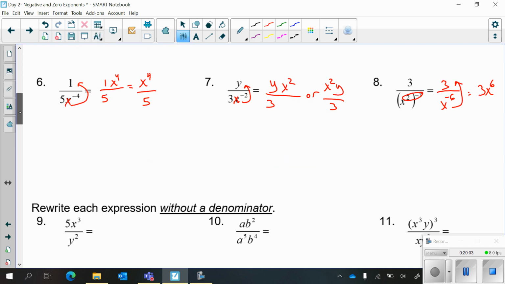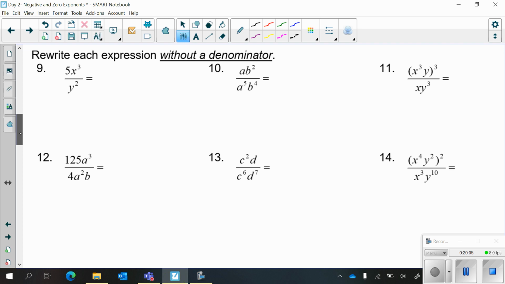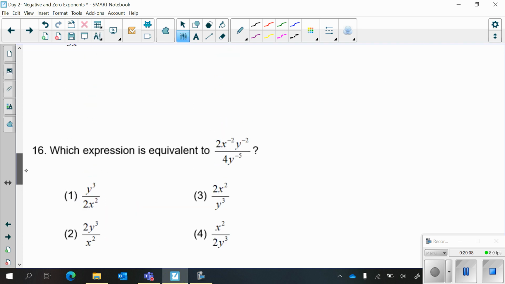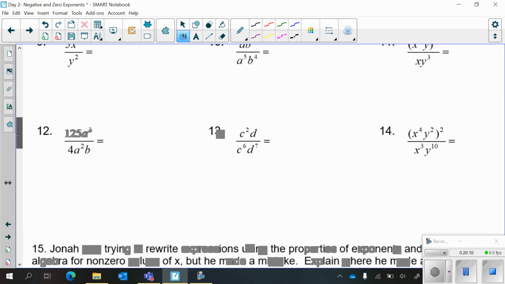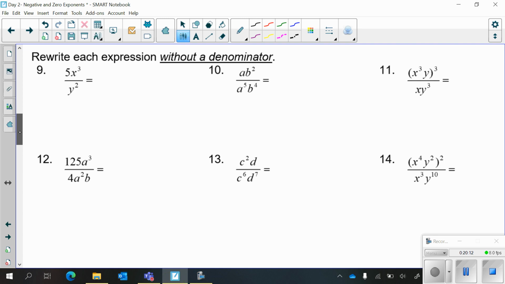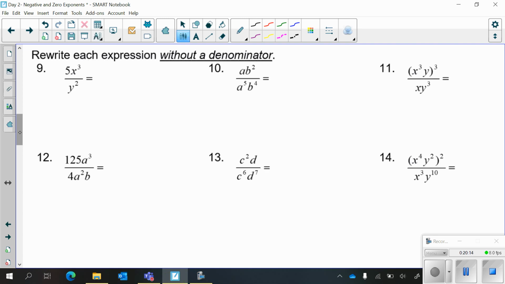Okay, we're going to do just these examples, and then we're going to call it quits. They want you to write all of these without a denominator. We just need to be careful when doing things.